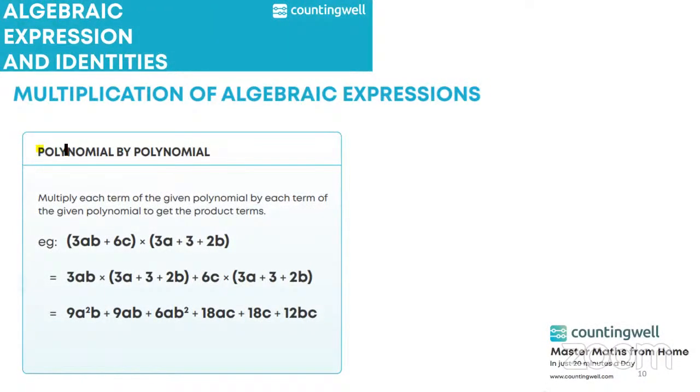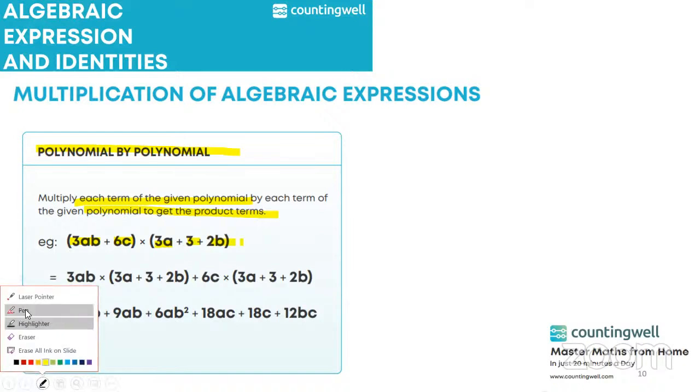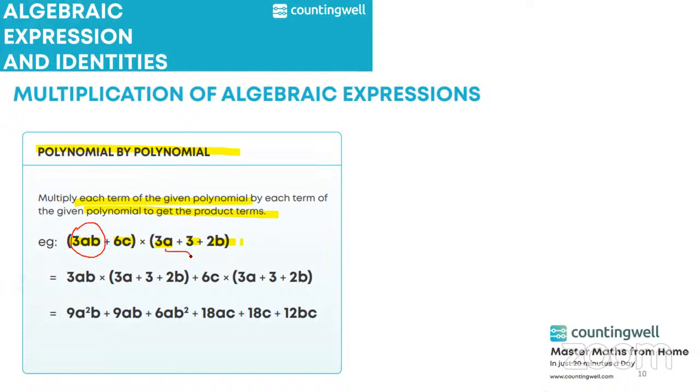Let us see how to multiply a polynomial by a polynomial. We have to multiply each term of the given polynomial by each term of the other given polynomial to get the product. Here you can see the polynomial in the first bracket has two terms, whereas that in the second bracket has three terms. So first we multiply 3ab, which is the first term of the first bracket, to all the terms of the second bracket.